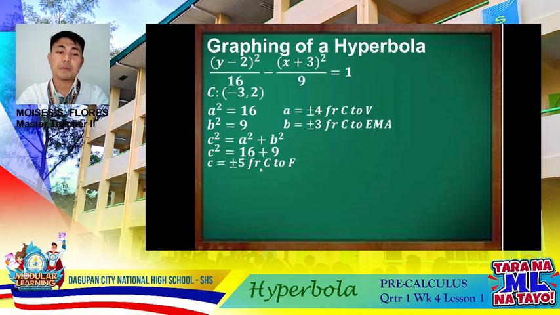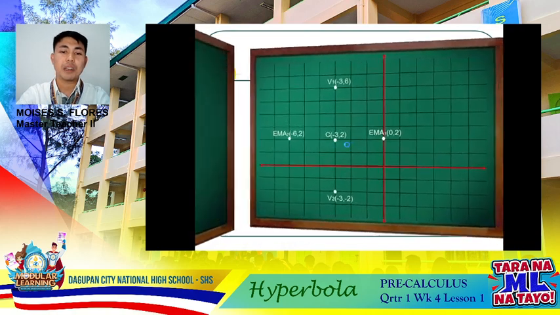Extract it, it's positive or negative 5. This means the distance from the center to your focus. And of course, again, our transverse axis is where the location of our center, our vertices, and our foci are. So therefore, this focus would be what? Parallel to your y-axis. Okay, let's proceed to our graphing area.